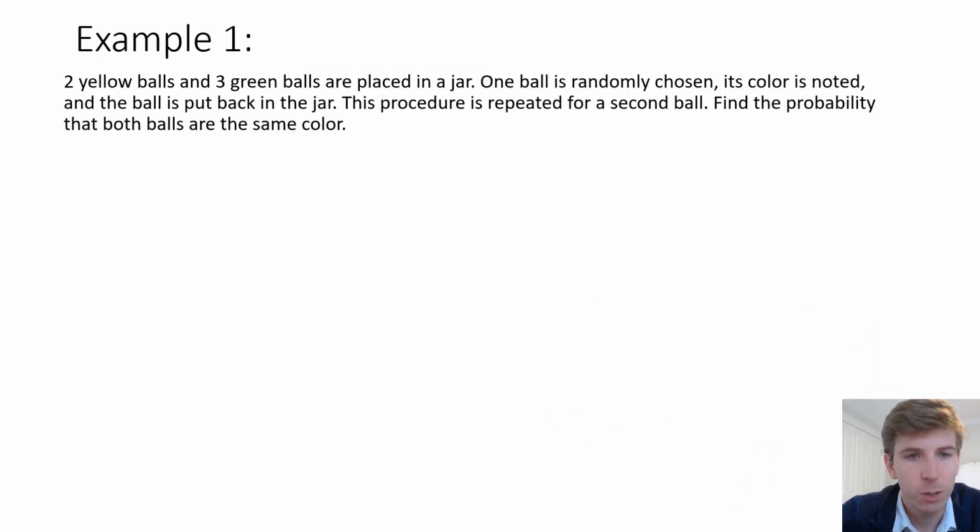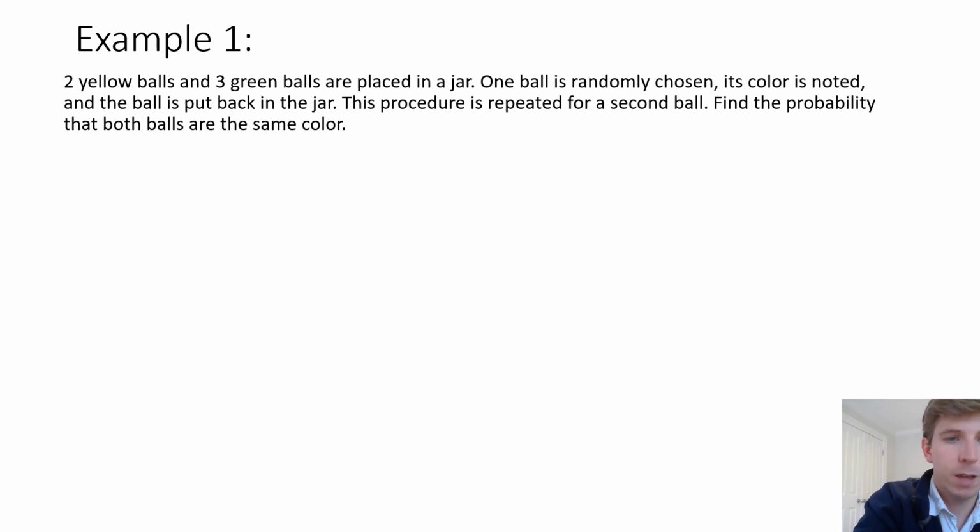And I'm actually going to do it right here in this example. So we have 2 yellow balls and 3 green balls placed in a jar. 1 ball is randomly chosen. Its color is noted. The ball is put back in the jar. Procedure is repeated. Find the probability that both balls are the same color. All right, so here once again we have compound events. We're picking a first ball and then we are picking a second ball.